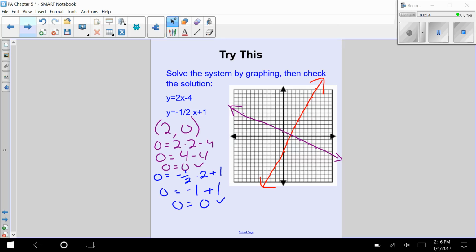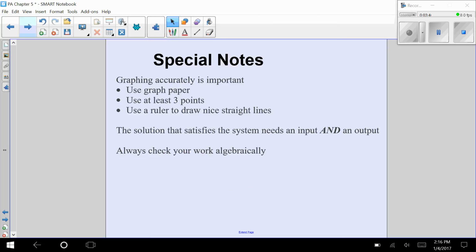All right, let's switch it up a little bit. Special notes really quick. Graphing accurately is super important. You need to use graph paper. You have to use at least 3 points. I recommend as many as you can fit. Use a ruler to draw nice straight lines.